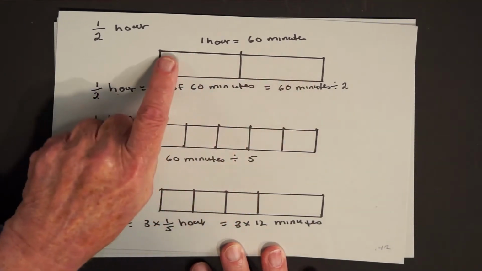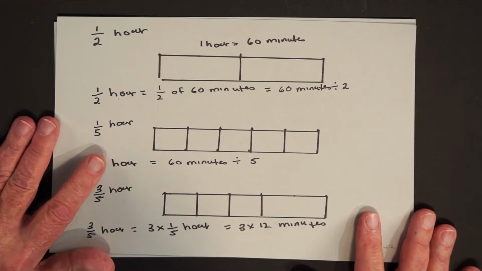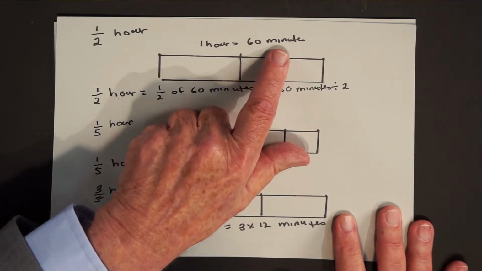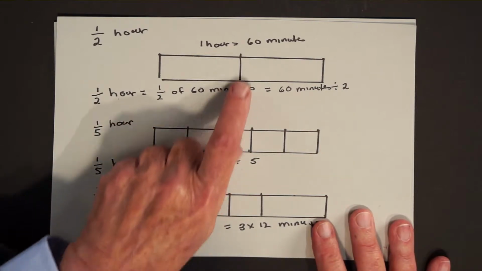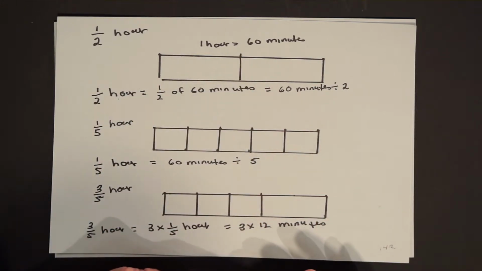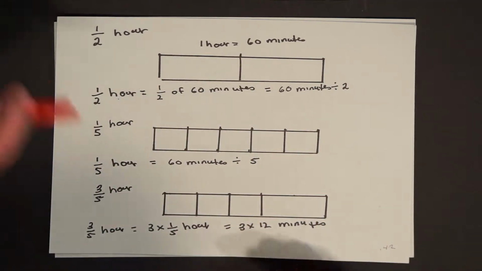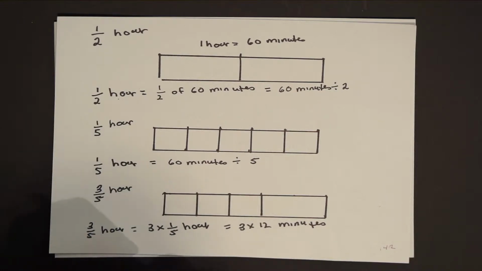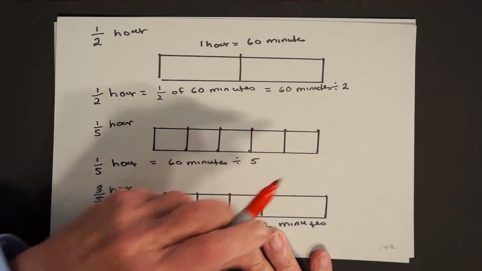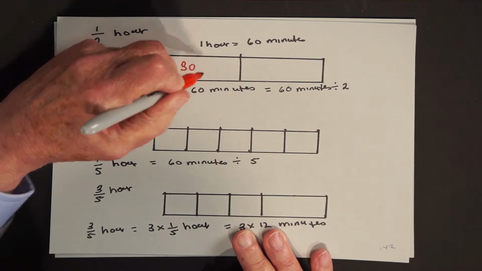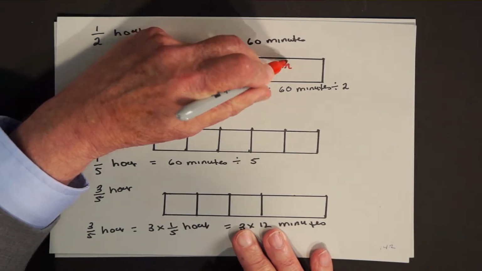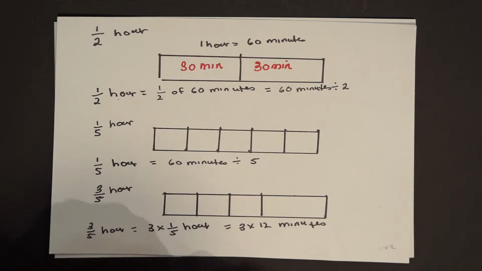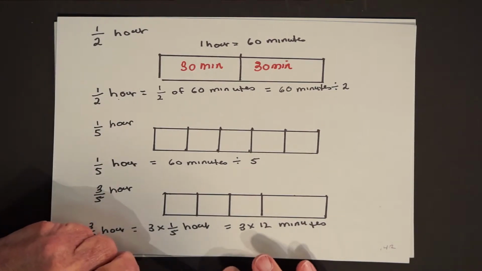Let's think of this rectangle as representing a whole hour. Another name for a whole hour is 60 minutes. So what is 1/2 of the rectangle? Well, you divide the rectangle into two parts of equal size. And so how big is each part? Well, 60 minutes divided by 2 is 30. And somehow or other, when we talk about 30 minutes, we're not talking about a fraction. It's rather strange that way.